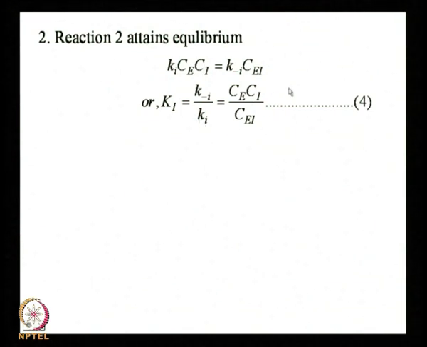So you can straight away get a relationship between this, and Ki is known as the equilibrium constant for the inhibitor, which is the K minus I over Ki. K minus I being the backward reaction rate and Ki being the forward reaction rate. Okay.